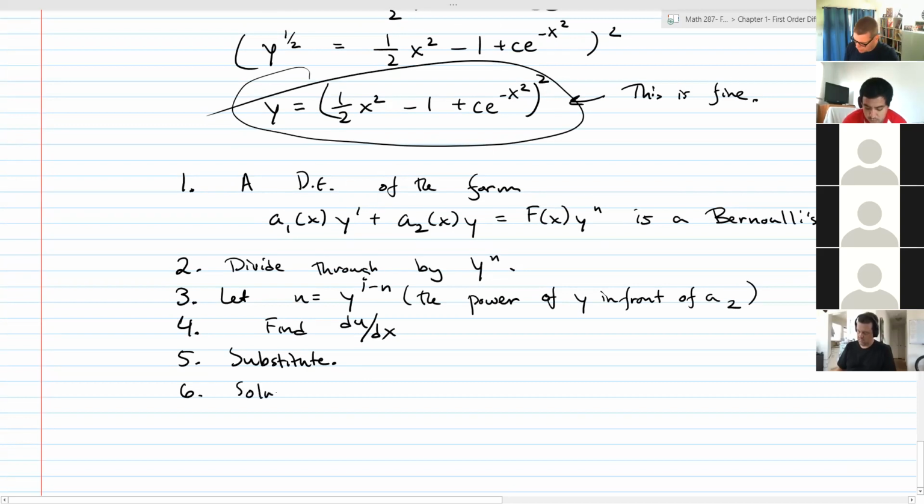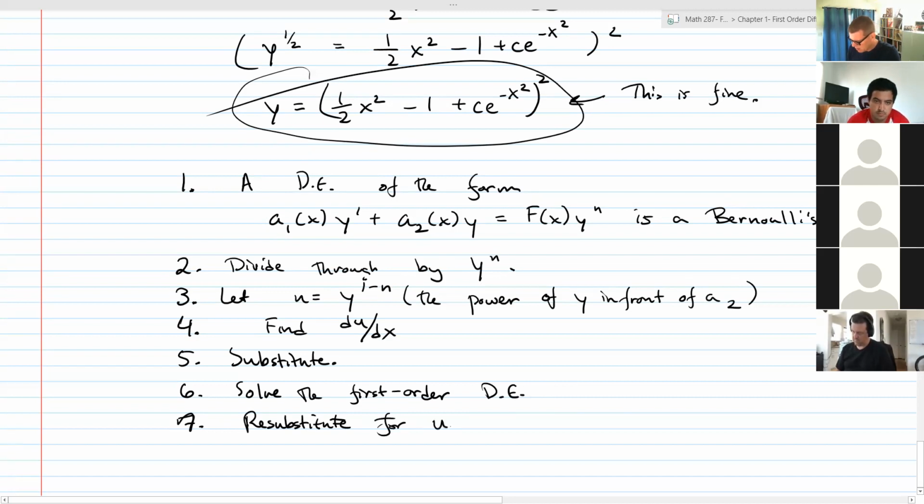Six, you solve the first order DE. So we go in, we solve the first order DE, and then resubstitute for u. Resubstitute for u, solve for y.